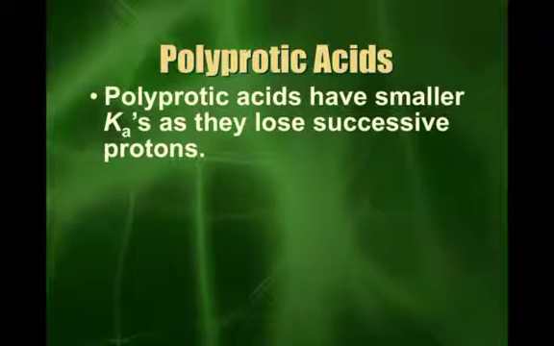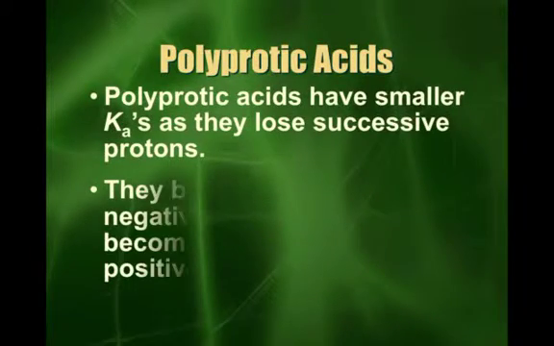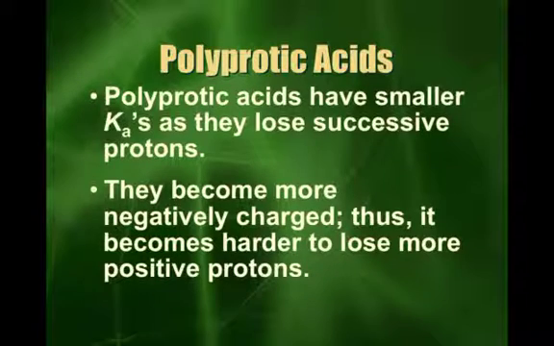Polyprotic acids have smaller K sub A's, the ionization acid constant, as they lose successive protons. So if they're polyprotic, they typically will have a smaller K sub A. They become more negatively charged, thus it becomes harder to lose more positive protons. If you think about it, and again it's a little more abstract, go back to your mindset of the atom itself. You had the nucleus where the protons are located.